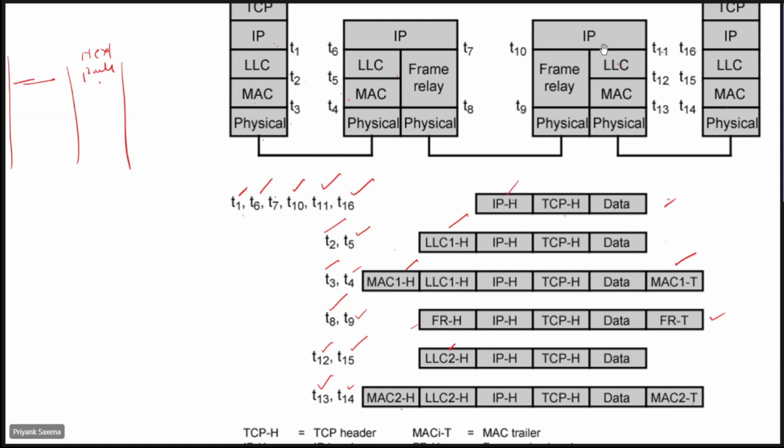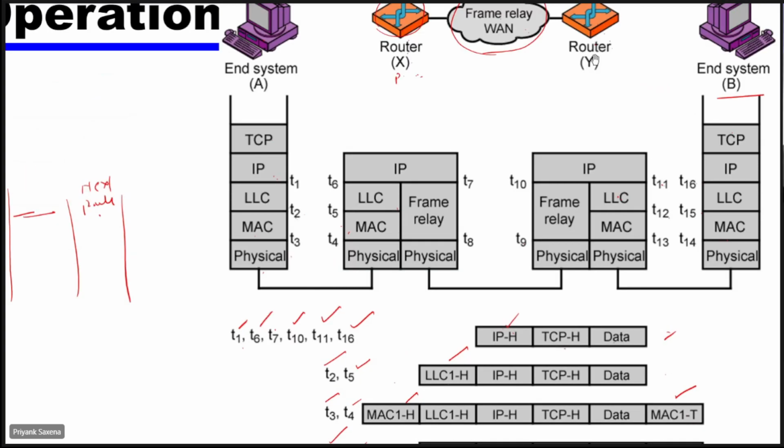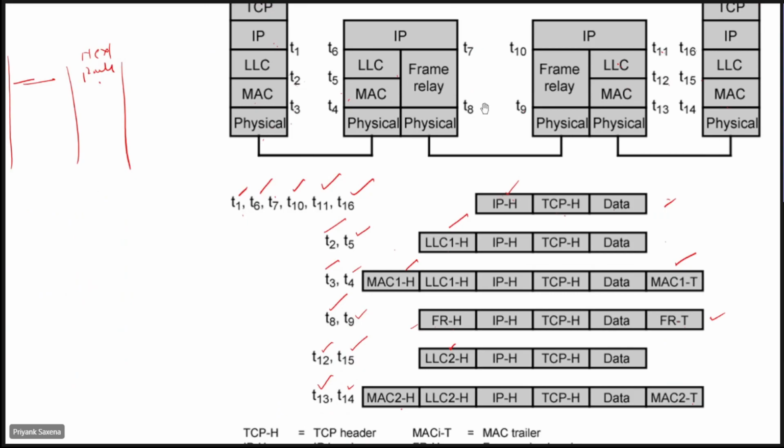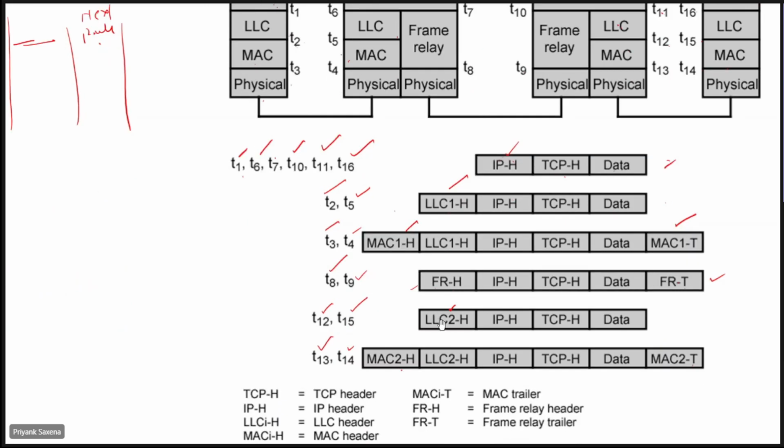So it looks into the IP header, finds out where exactly it has to forward the frame. Based on this IP header, destination IP address, it once again, because this packet has to move through the local network LAN, encapsulates it once again into the LLC header, MAC header, right?